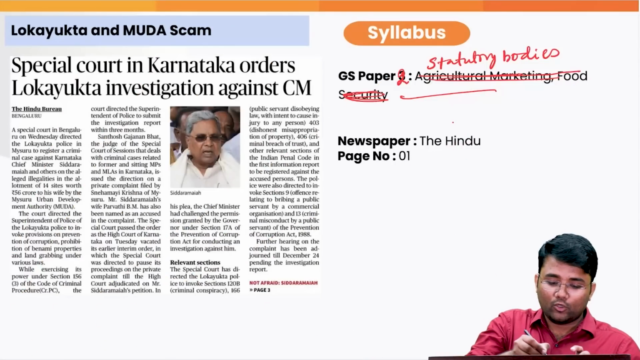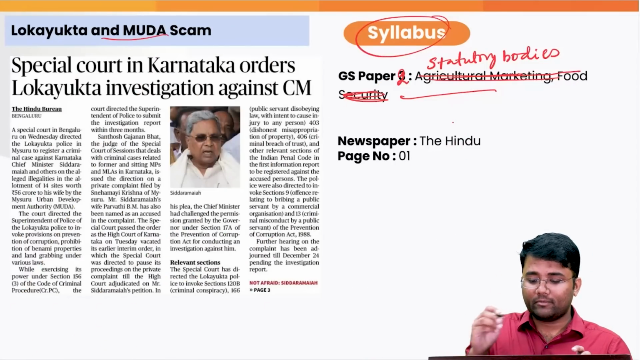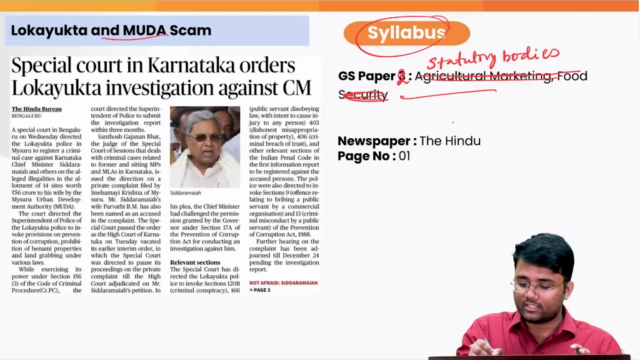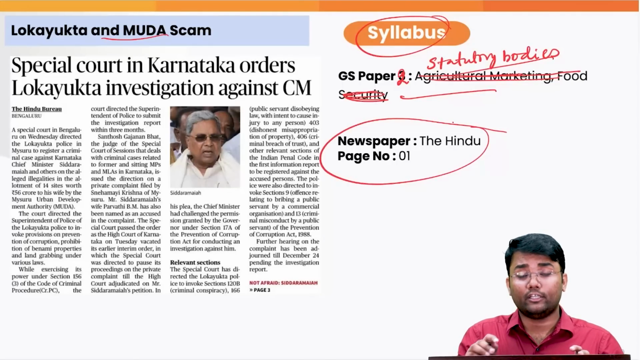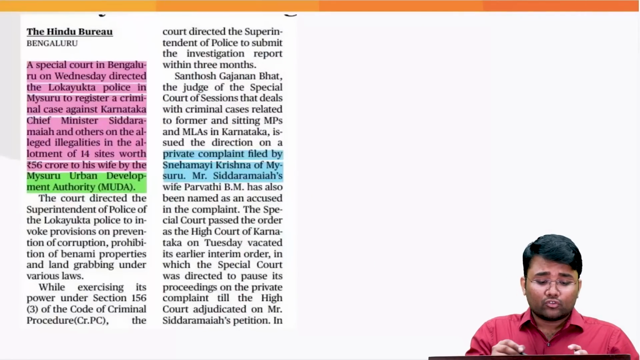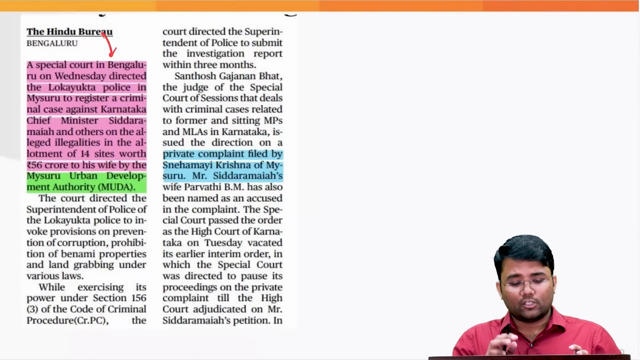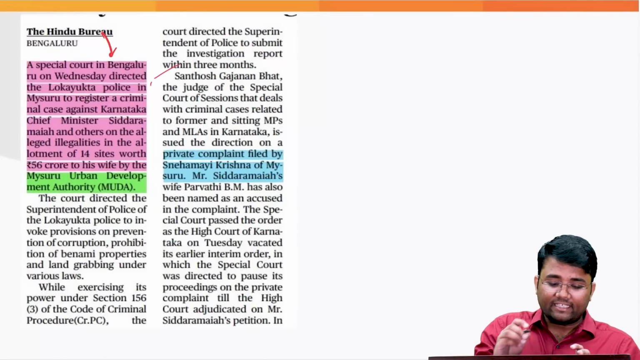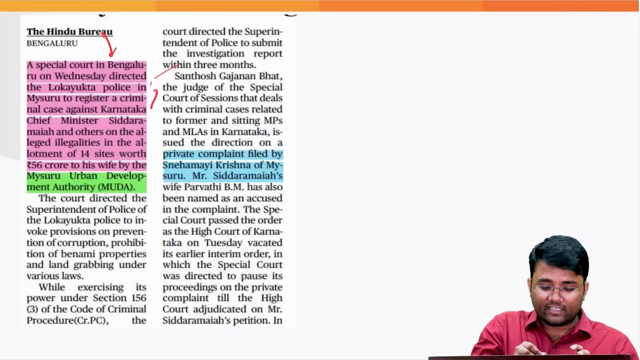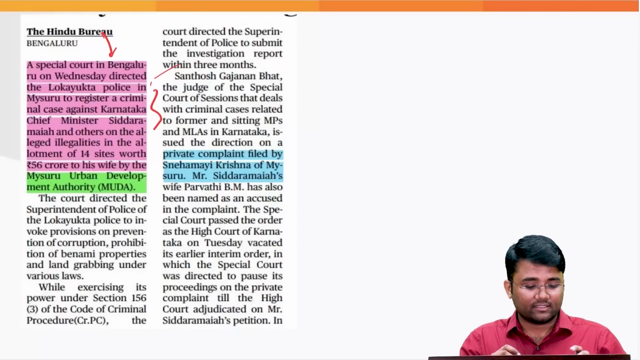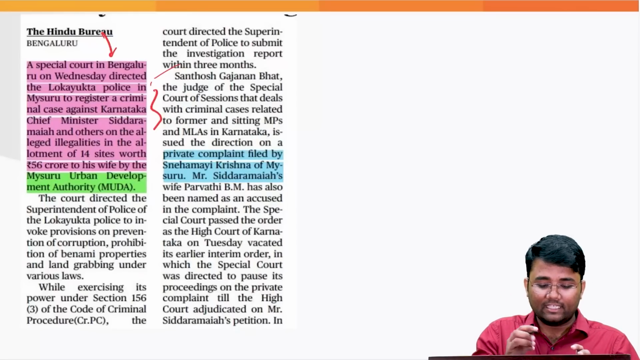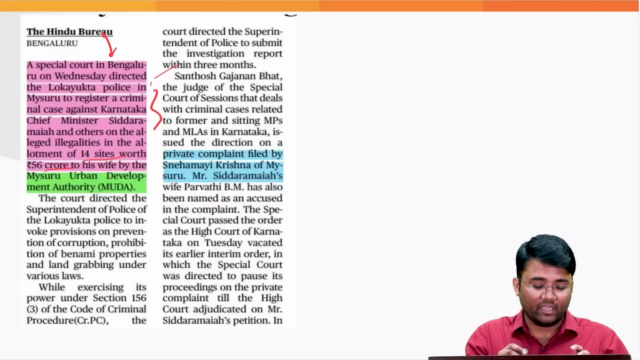So our next topic is Lokayukta and the MUDA scheme. This particular topic pertains to the syllabus of your GS Paper 2, statutory bodies, and this has appeared in The Hindu page number 1. So the context of this topic is that a special court in Bengaluru on Wednesday directed the Lokayukta police in Mysuru to register a criminal case against Karnataka Chief Minister Siddaramaiah and others on alleged illegalities in allotment of 14 sites worth 56 crore to his wife by the Mysuru Urban Development Authority.